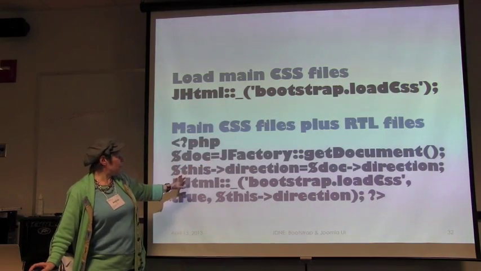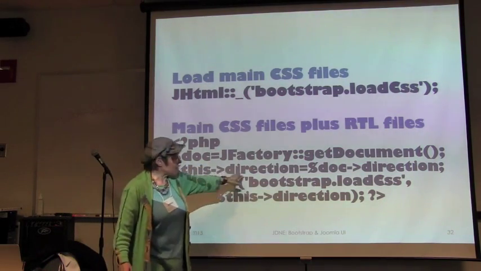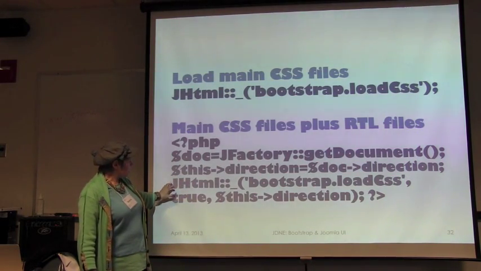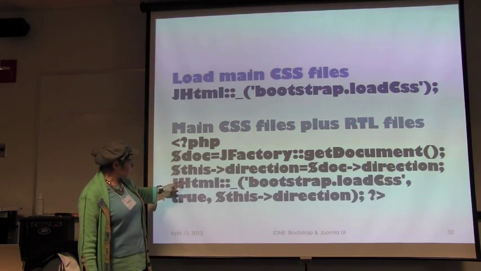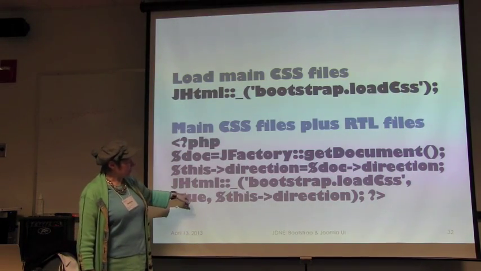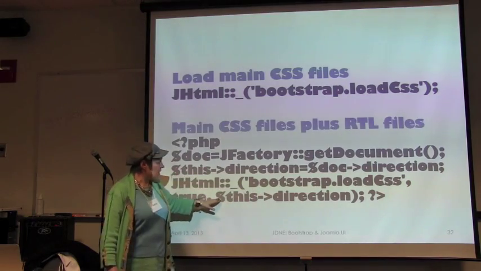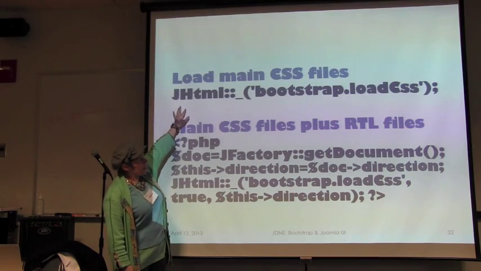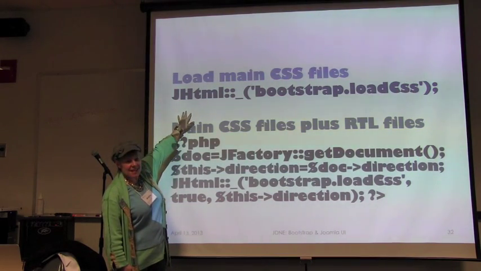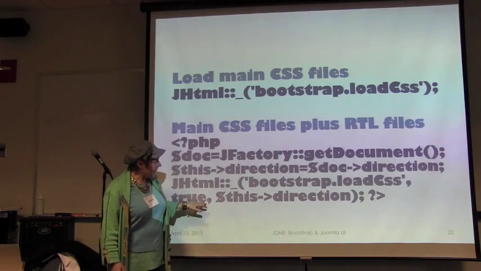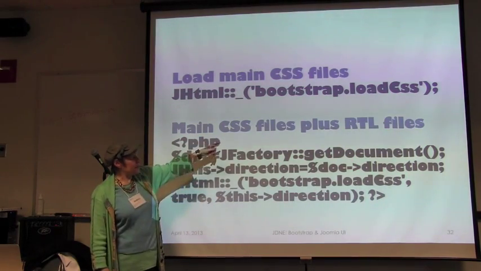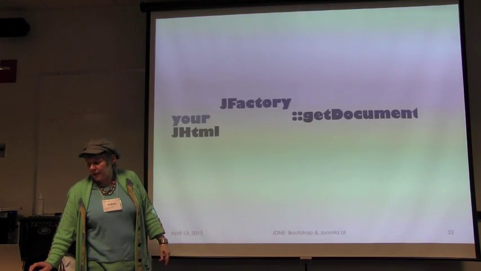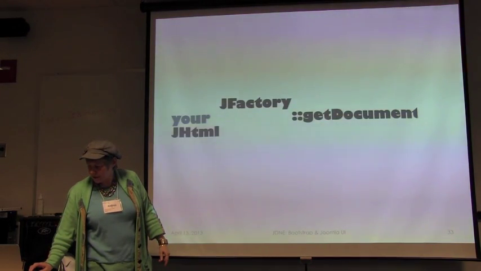You get the document that you have, then you find out what the direction is, and then what you would do is you would come into here, do that same JHTML that you have in here, but you would do true to say, yes, I really do want to load these CSS files, plus load the direction ones, okay? So doing it with nothing just loads the main CSS files. Adding in true plus the direction adds the main CSS files plus the right to left.